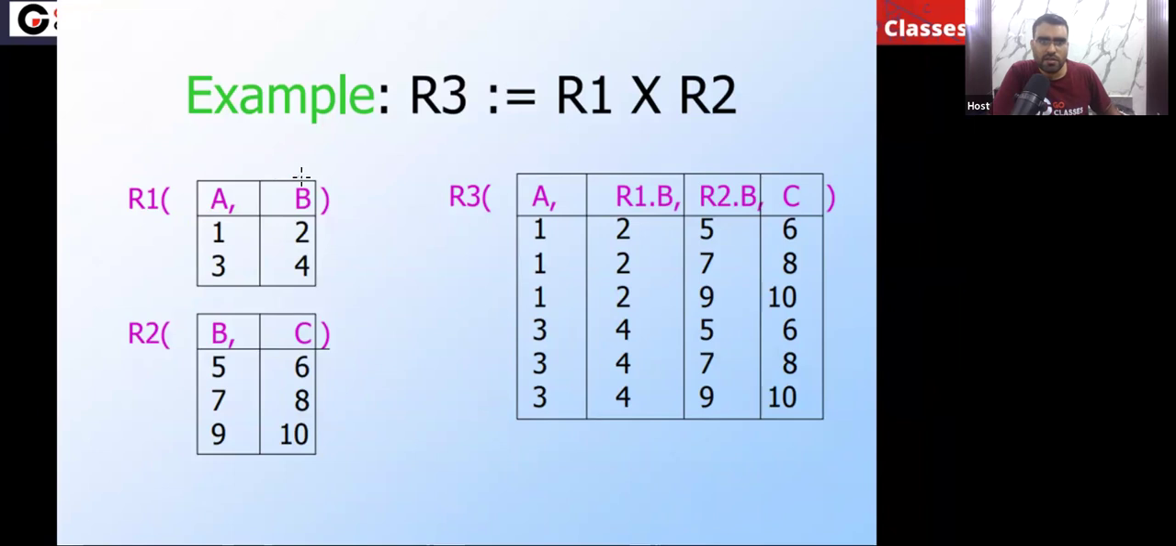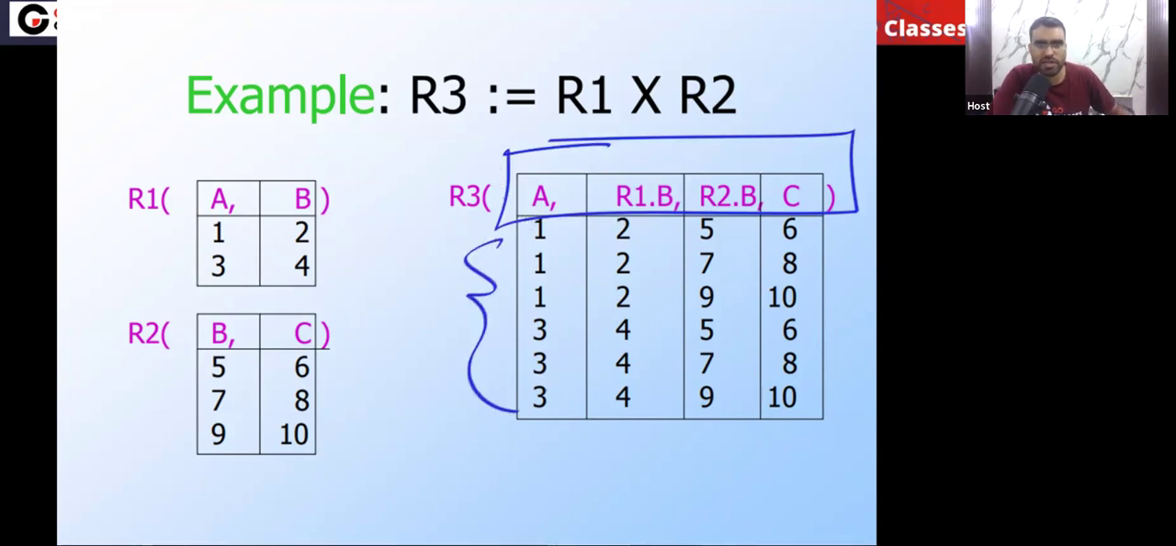What about this situation? If you have the same attribute name, for example, here AB, here BC, these two names are the same. In this situation, what will we do? I want R1 cross R2. Here I have AB, here I have BC. You can see they have the same name. Solution is very simple. Here we will write R1 dot B, R2 dot B. But remember, there will be four attributes.